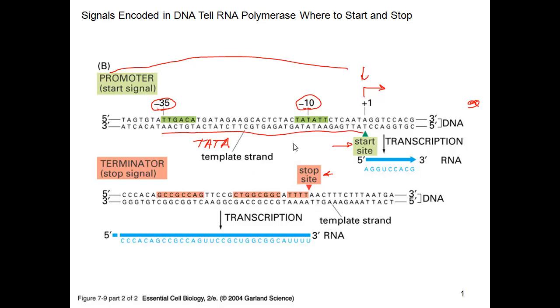The termination or stop signal is less well characterized, but it has this characteristic run of T's right before the stop, and frequently there is a hairpin formation which will help signal the polymerase to stop transcription.